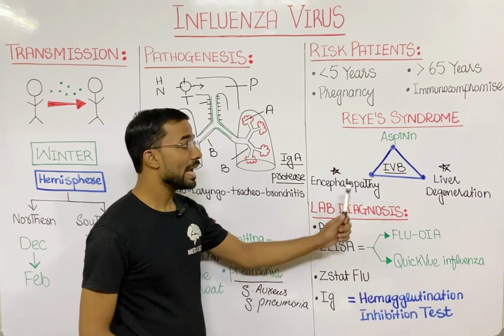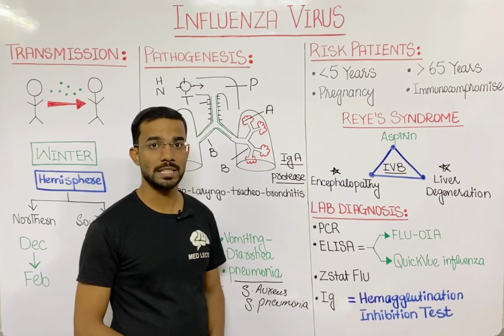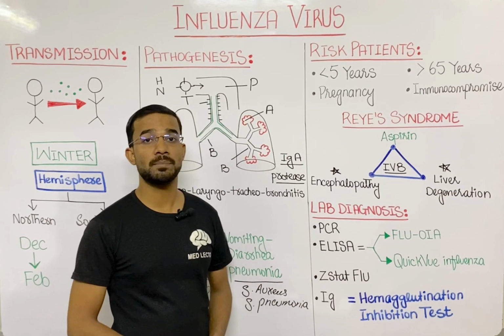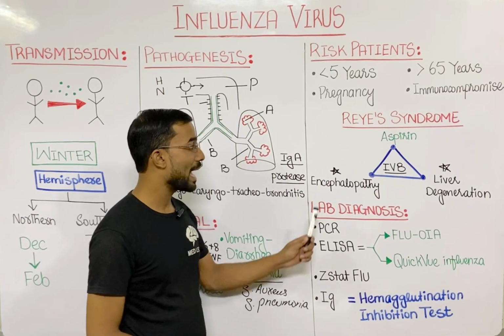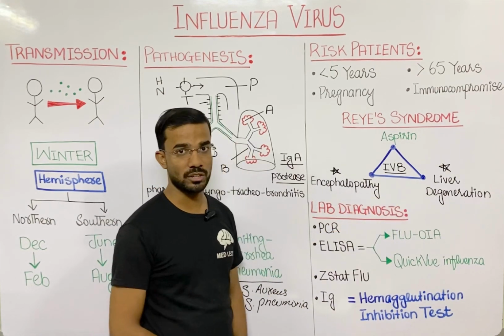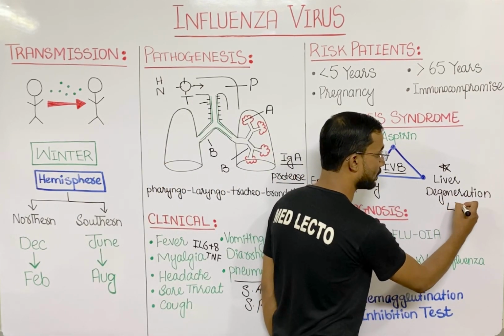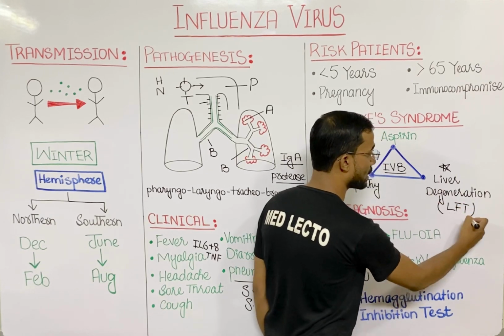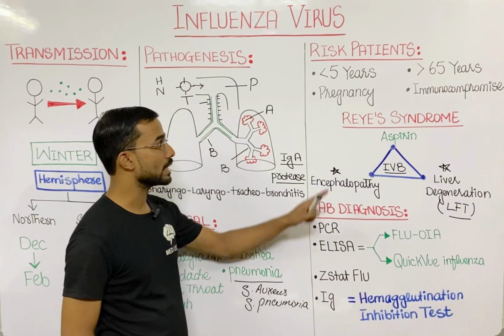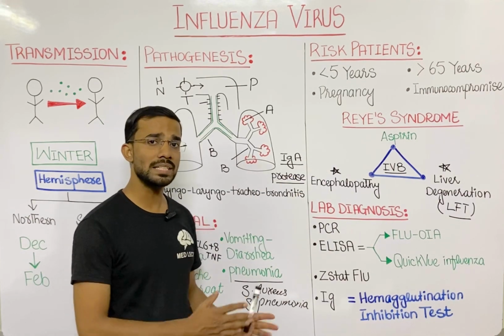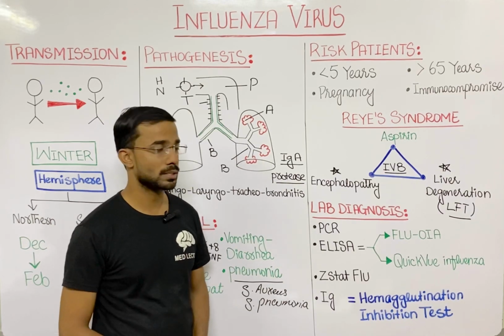Okay, I repeat, if the child is affected by the influenza virus, specifically influenza virus B, and if we give aspirin to that child, you will see the two most important manifestations, encephalopathy and liver degeneration, and you will check the liver degeneration with the help of the LFT, liver function test. These manifestations fall under Reye syndrome. Reye syndrome can also happen in chickenpox.